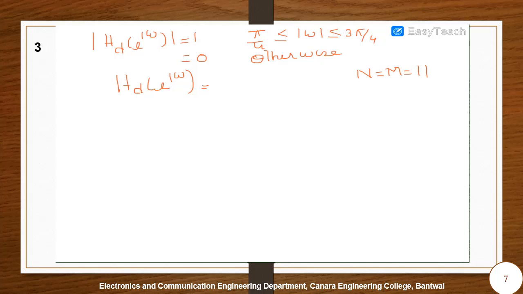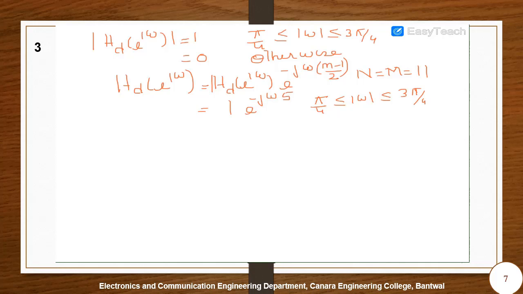So therefore we should have hd of e to the power j omega times e to the power minus j omega m minus 1 by 2. That will give us, this is 1, e to the power minus j omega, m is 11, 11 minus 1 by 2, that is 5, for all values of omega between pi by 4 to 3 pi by 4, and it is 0 otherwise.